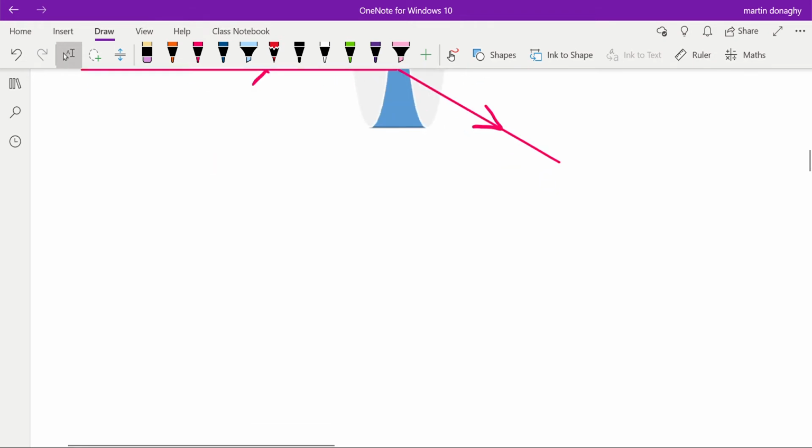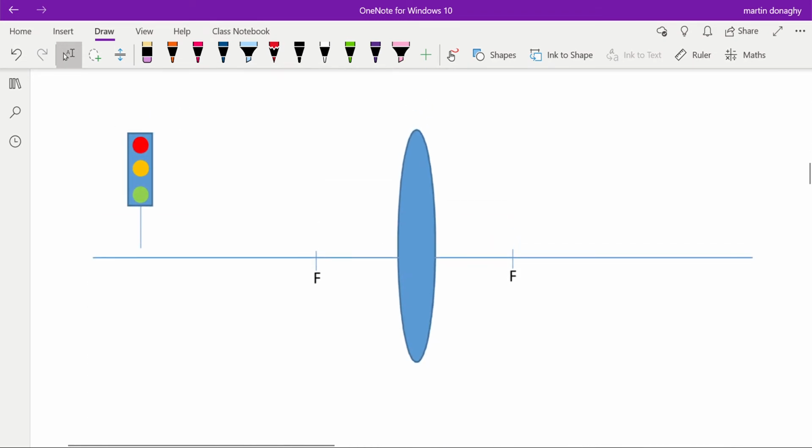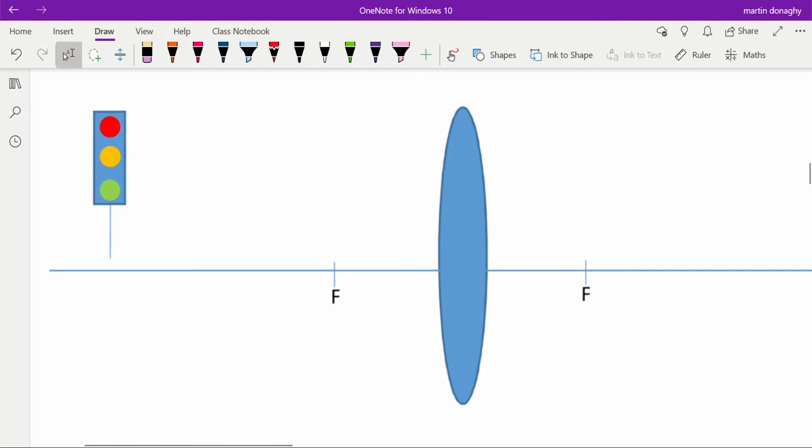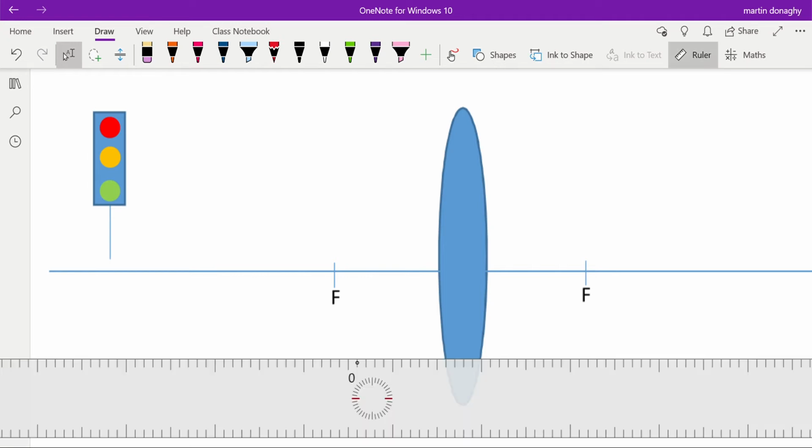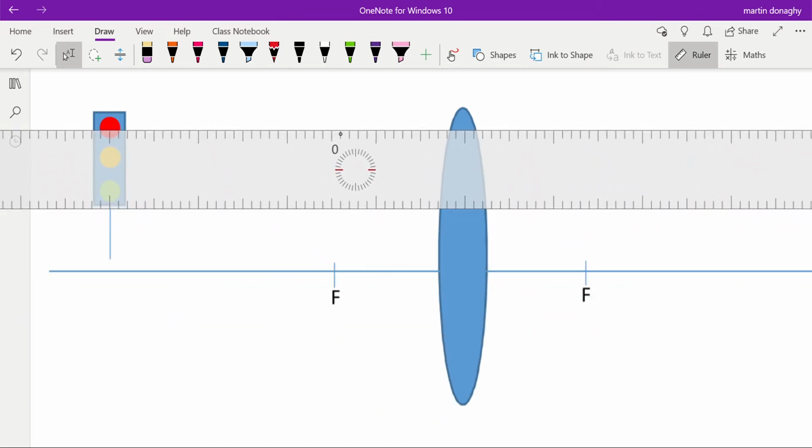So we're going to take a look at a little broken set of traffic lights. Guys, if you look up at the board. Here we have a broken set of traffic lights, which means the red, the amber, and the green are all on at the same time. And we're going to just trace the rays from each of those through our converging lens here.